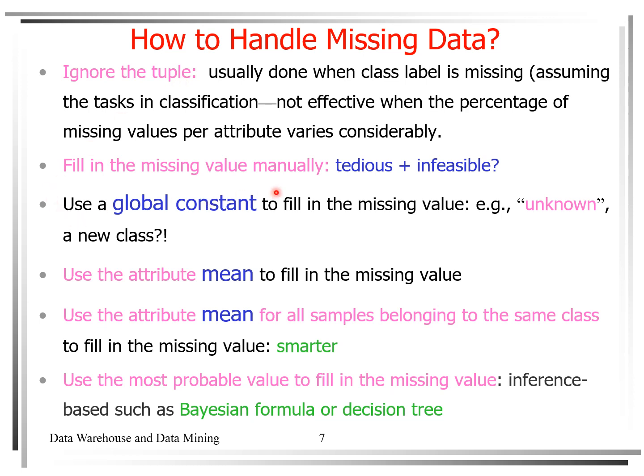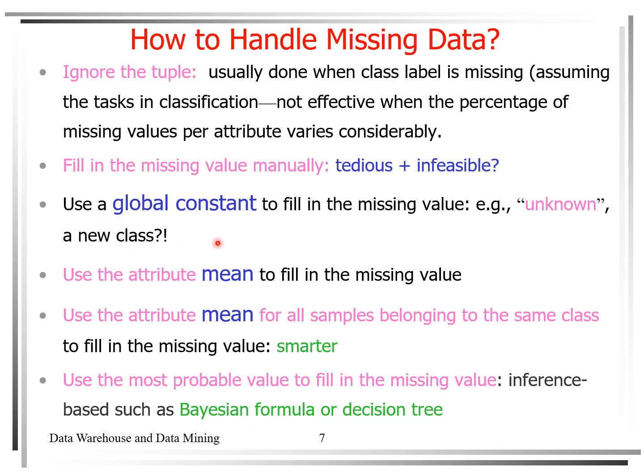Another technique is to fill in the missing value manually. Just give it a value randomly without any calculation or consideration. This is considered to be tedious and tiring, and it's also not practical if you have a huge number of records, and this is often the case that you have a huge amount of data, so you cannot go one by one and replace it manually.